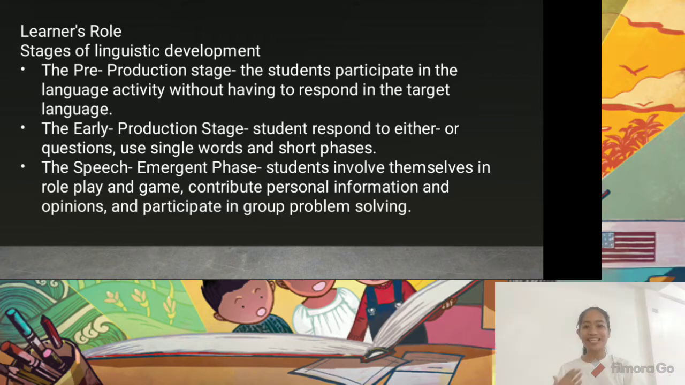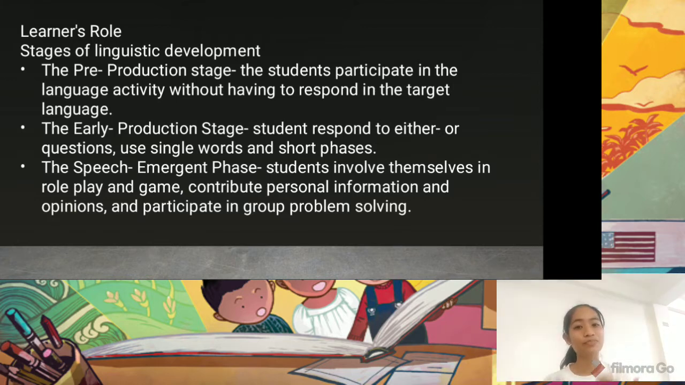Here are the stages of linguistic development, wherein the first stage is the pre-production stage. In the pre-production stage, the learners participate in the language activity without having to respond in the target language. For example, students can act out physical commands. They can also identify student colleagues from teacher description. They can also point to pictures and so on. In this stage, the students are not forced to respond orally and they are allowed to decide when to start to speak.